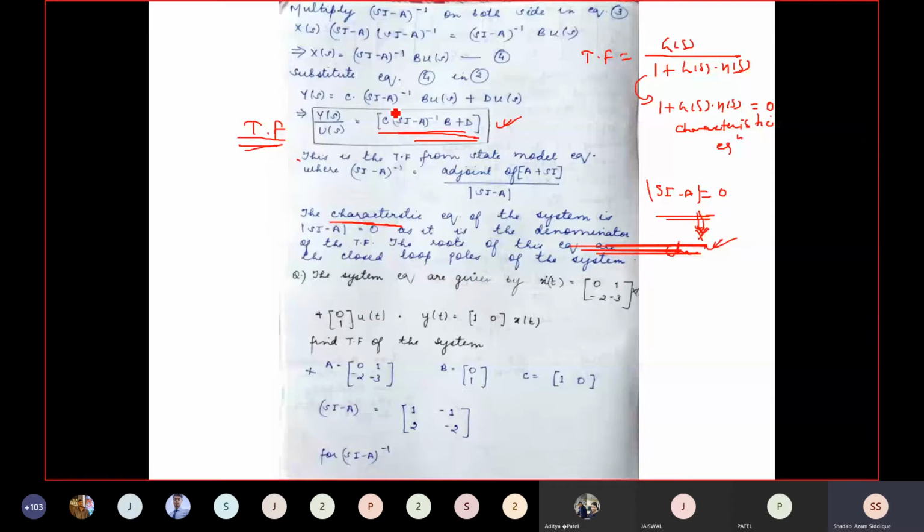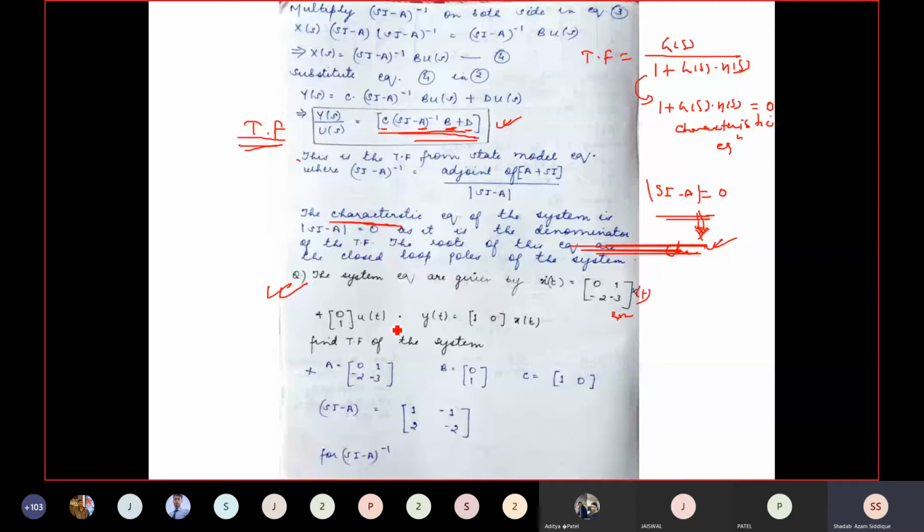That's why I have already explained how the state model equation can be found out, and how from the block diagram we can find the state model equation. So you can go through all these step by step and find the transfer function. Now a simple problem which is given here has x dot of t equal to the 2 cross 2 matrix [0 1; -2 -3] into x of t, plus [0 1] u of t.